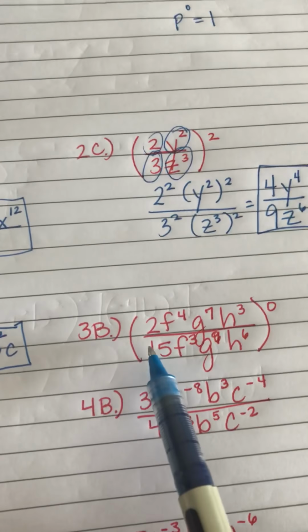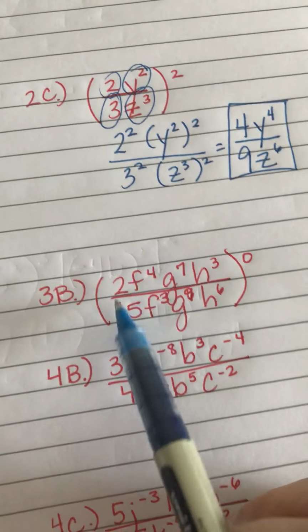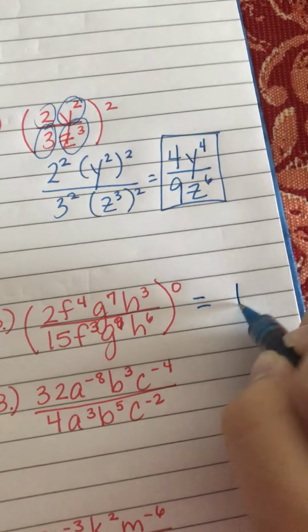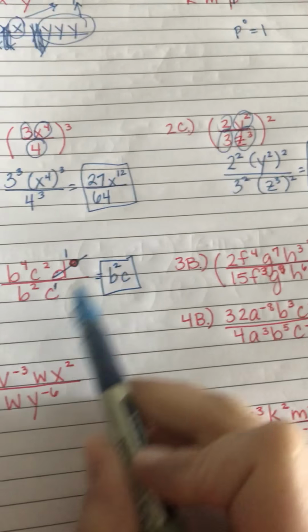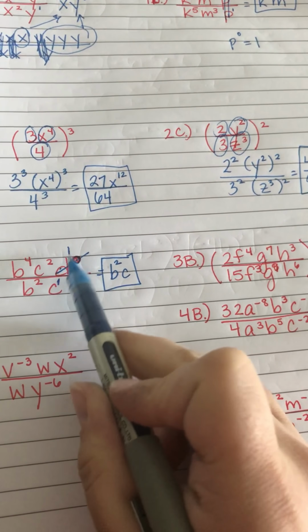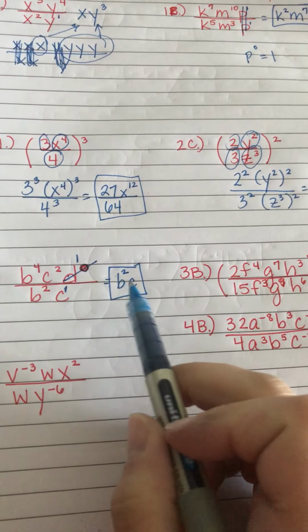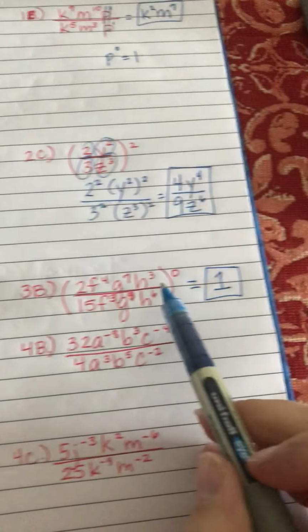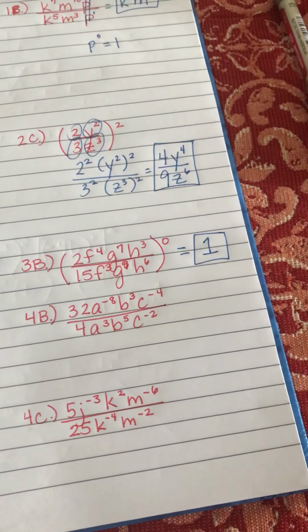And 3b, same concept. This makes this very, very easy because the whole thing is to the 0 power. So the whole thing just equals 1. Sometimes it's in the middle of something, and so it would just equal 1 in the middle, but you would still have other parts that don't equal 1. I'm sorry, not 0, 1. But sometimes it's the whole thing to the 0 power, so the whole thing would equal 1.